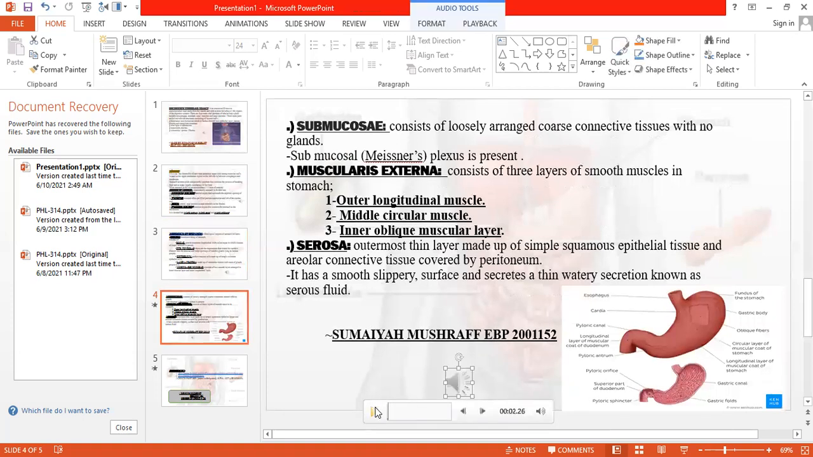The second layer is submucosa, and it consists of loosely arranged coarse connective tissues with none of the glandular cells. But Meissner's plexus is present here. The third layer is muscularis externa, which consists further of three layers of smooth muscles: outer one, middle one, and inner one. The outer one is made up of a longitudinal muscle layer, the middle one is a circular muscular layer, and the inner one is an oblique muscular layer.